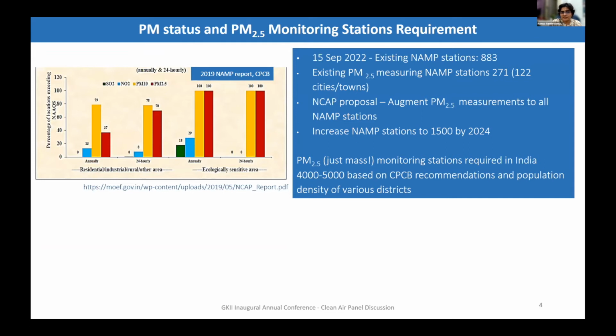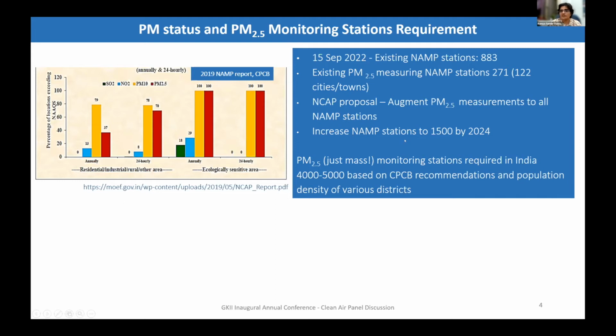Now let's look briefly at the status of PM monitoring and additional monitoring requirements. Some of this information is dated, some of this is more recent things that I picked up in the last 20 minutes from the Central Pollution Control Board website. So we have about 883 national air quality monitoring stations as of the 15th of September this year. Of these, about 271 seem to be measuring PM2.5, spread across 122 cities and towns. And the National Clean Air Program is a massive countrywide effort, a commitment by the government to really enhance air quality. And one of the goals of this program is to augment PM2.5 measurements to all 883 stations and hopefully increase these NAMP stations themselves to about 1,500 by 2024.